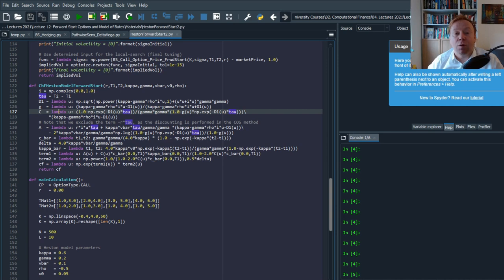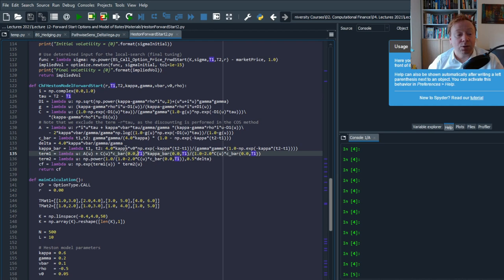So you see there is this A plus C bar. I think here we take an exponent of it. Remember, there was an exponent that we took outside. And then we have the part which comes from the forward characteristic function. This part comes from the moment generating function for the CIR process. But all those ingredients were given in the slides. So this is just implementation of what we have seen in the slides.